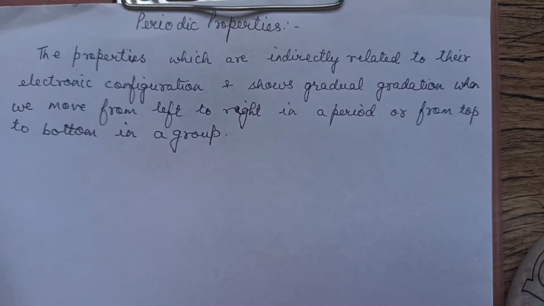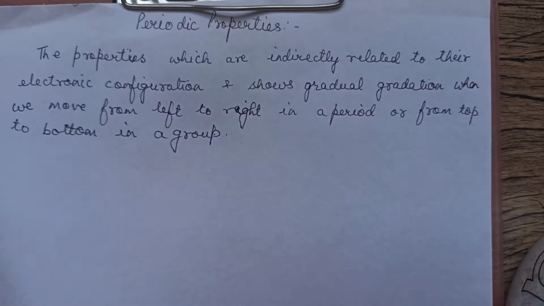Hello everyone. In today's session, we will be continuing with periodic classification, class 11, periodic properties. This is the second video of the periodic classification chapter. In this video, we will be talking about the first periodic property, that is atomic radius.